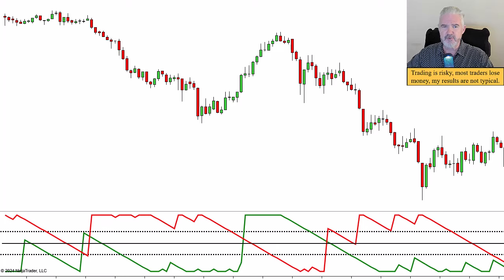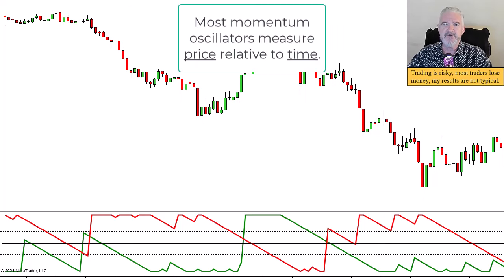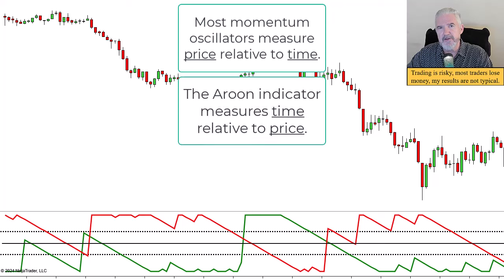So first of all, it is a trend following indicator, and it's different than most trend following indicators. Most trend indicators that are also momentum oscillators measure price relative to time. Price relative to time. This one measures time relative to price. Time relative to price, the opposite. And so it's very unique in that way.